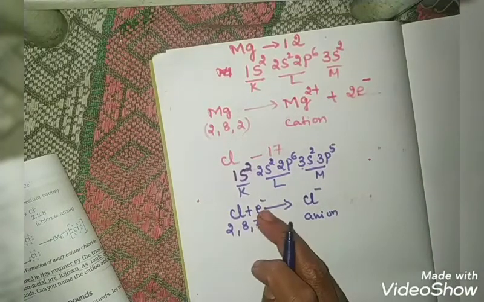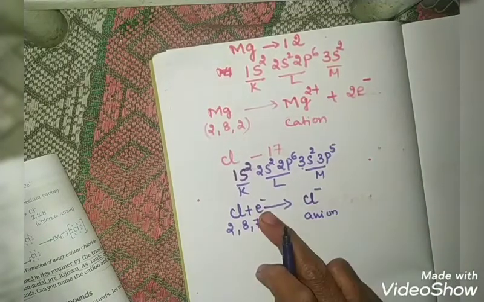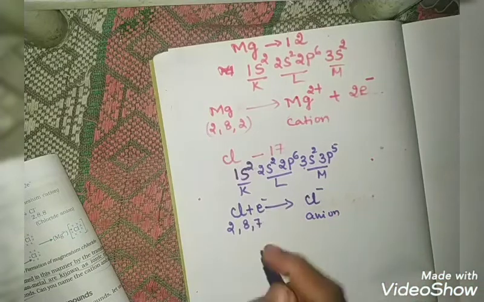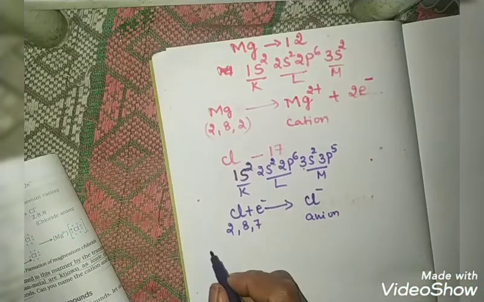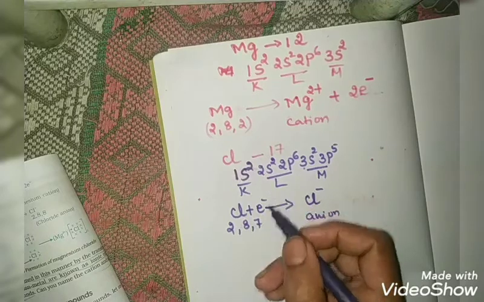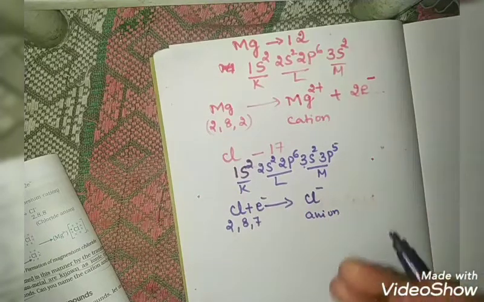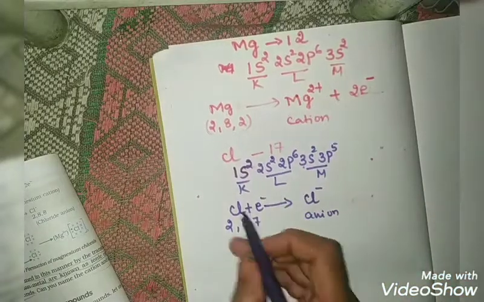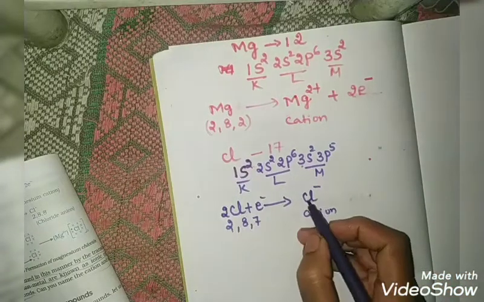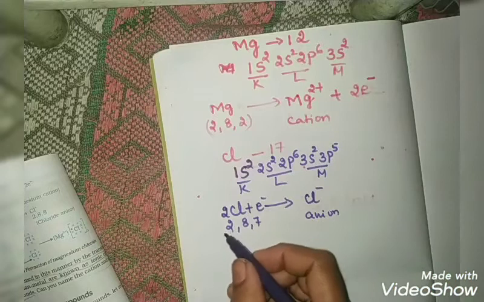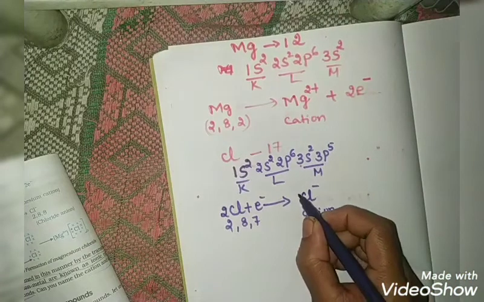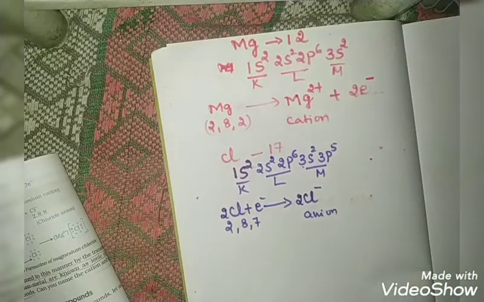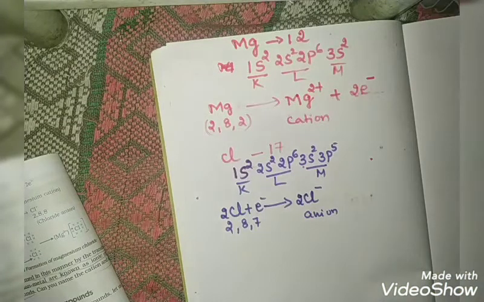Here 1 chlorine atom needs 1 electron. So we need 2 chlorine atoms to react with the 2 electrons given by magnesium. So 2 chlorine atoms are needed here, and so we are getting 2 chloride ions here. Correct, no? So we are getting like this.